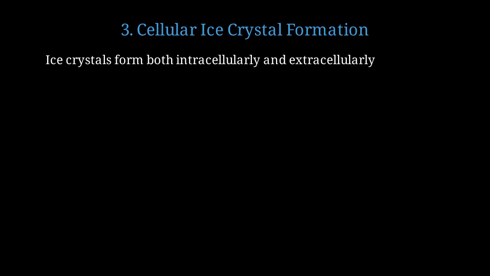Understanding ice crystal formation at the cellular level is crucial for both safety and quality. During freezing, ice crystals form both inside cells, intracellularly, and outside cells, extracellularly, with different implications for tissue structure. The critical radius for ice crystal nucleation is given by this equation, where gamma is surface tension, Tm is melting temperature, ρ is density, Lf is latent heat, and delta T is supercooling.